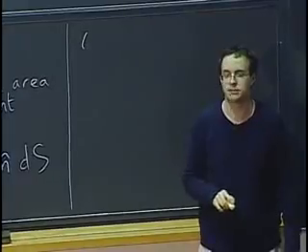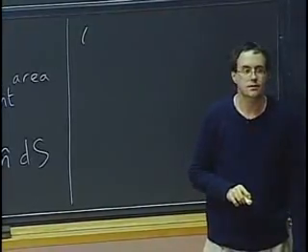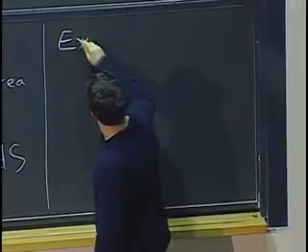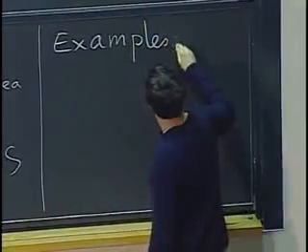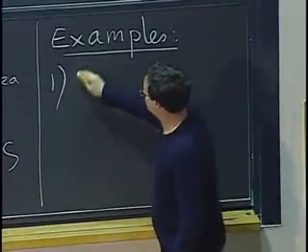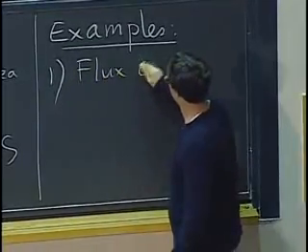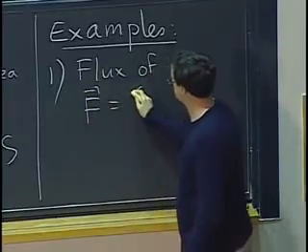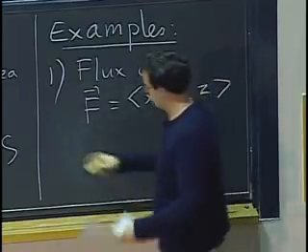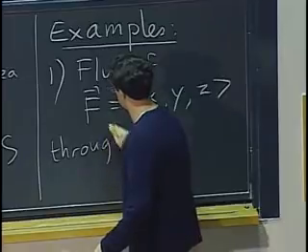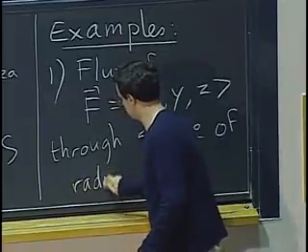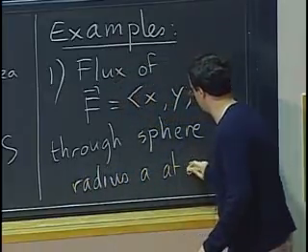Any questions before we do examples? No? Okay, let's do examples. So the first example for today, we're going to look at the flux of the vector field x i plus y j plus z k through the sphere of radius a centered at the origin.